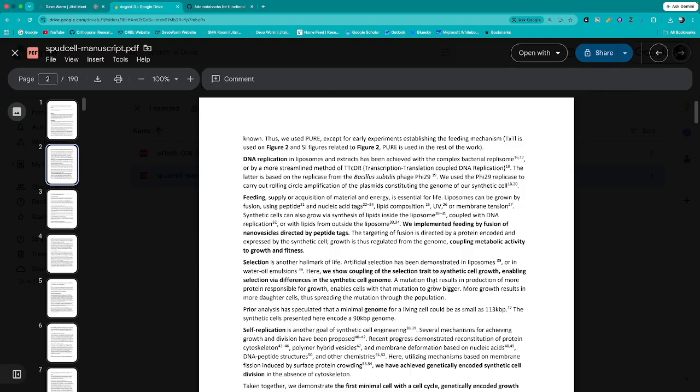More growth results in more daughter cells, thus spreading the mutation throughout the population. Yeah, so this is basically showing that they can do very rudimentary natural selection in these populations.